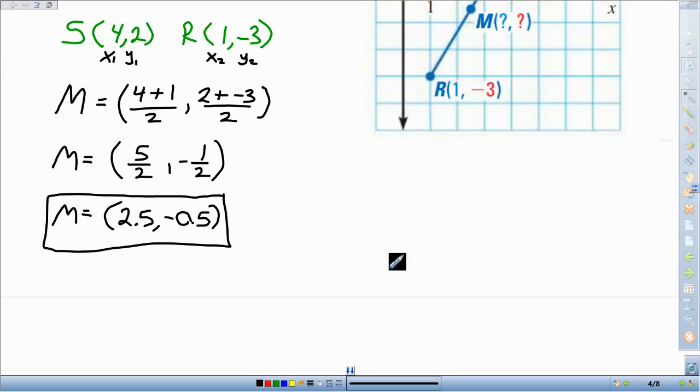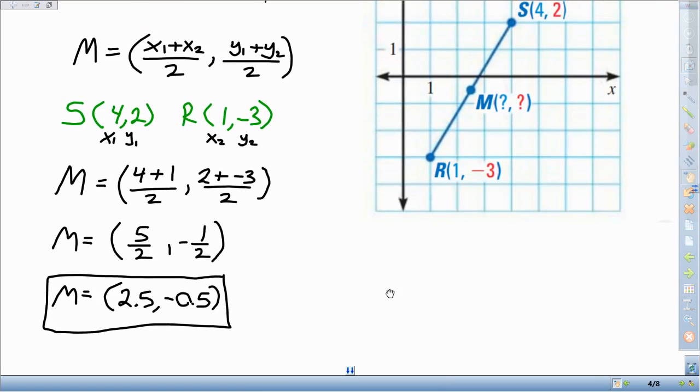Let's actually see if that's where this midpoint falls. All right, like I said before, let's check to make sure our answer makes sense. If I go to 2.5 on the X and then down 0.5 on the Y, do I land at my midpoint? Okay, here's the origin, 0, 0. So I'm gonna go to the right 2.5 and then down 1/2, and yep, I land right on my midpoint.